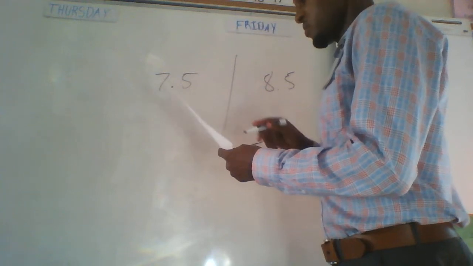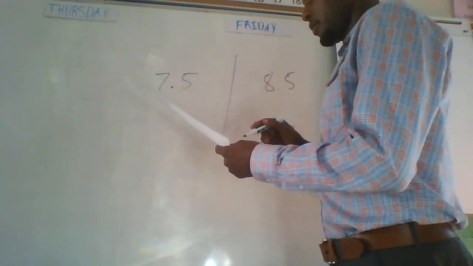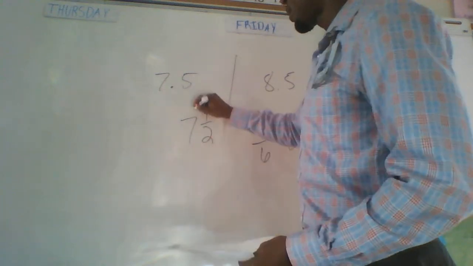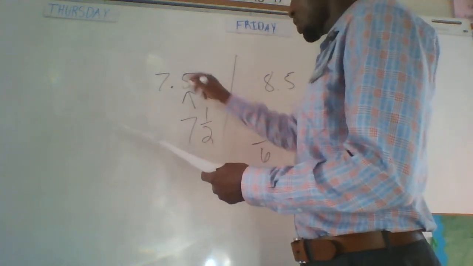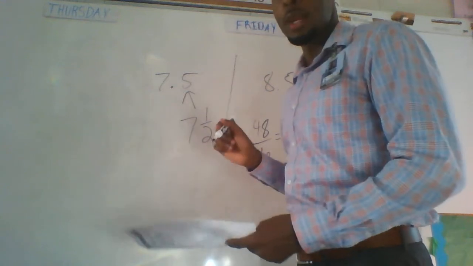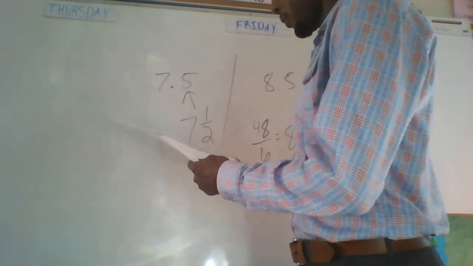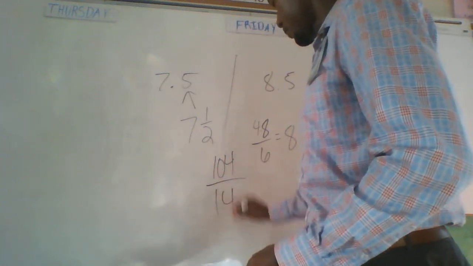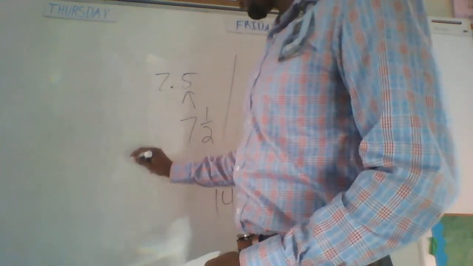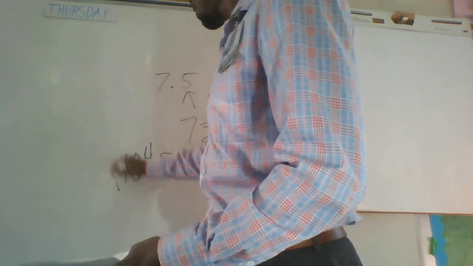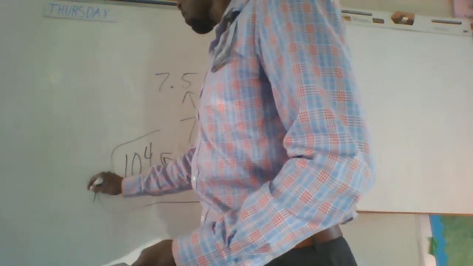But let's just make sure. C is 7.5. That's the same thing as 7.5 converted to a decimal. That's not between it, though. Okay, and then D, 104 over 14. Let's divide that out real fast. 104, top in, bottom out.